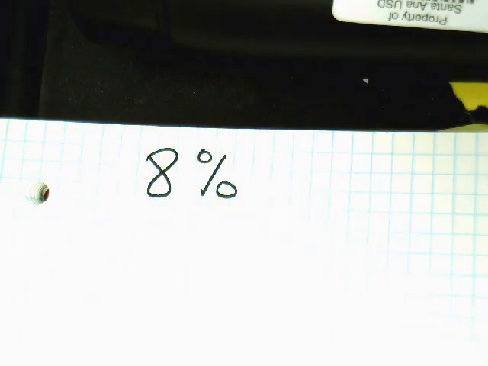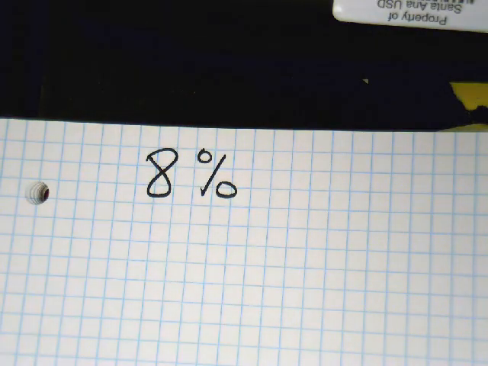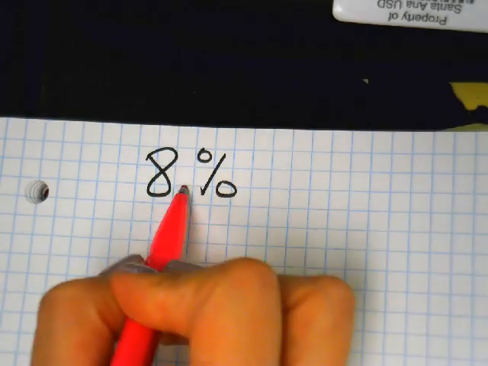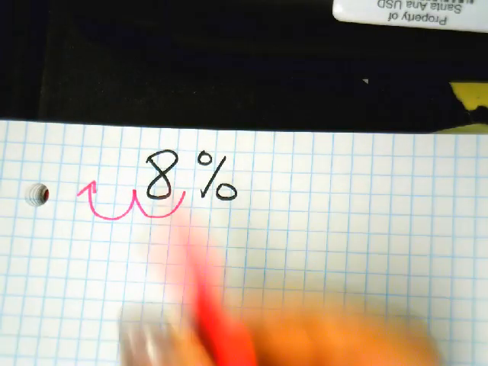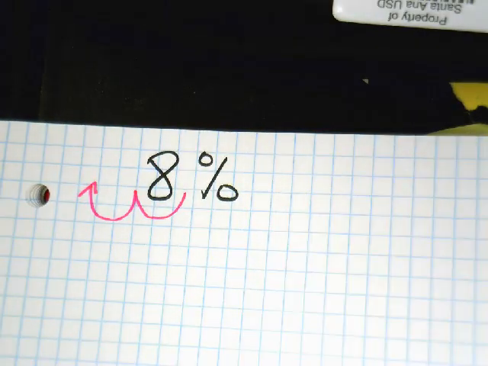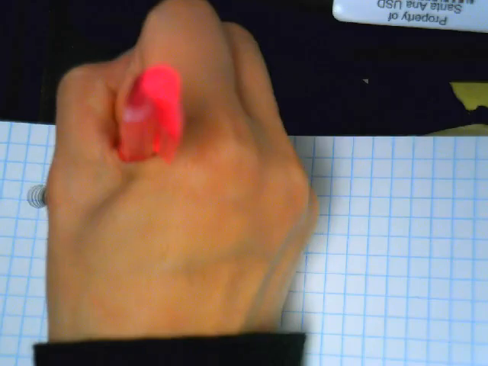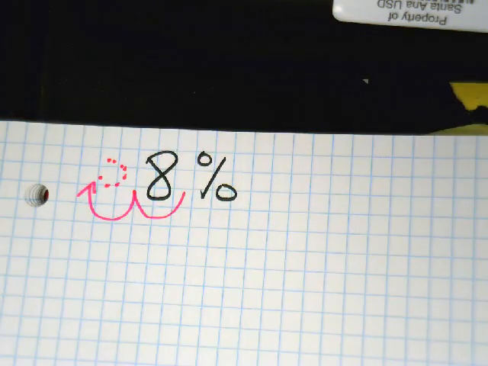8%. How many times do I move it? 2. So you're going to move it twice. Uh-oh. There's a missing space. What do I put in the missing space? I just told you. 0. So what is this equal to? 0.08.